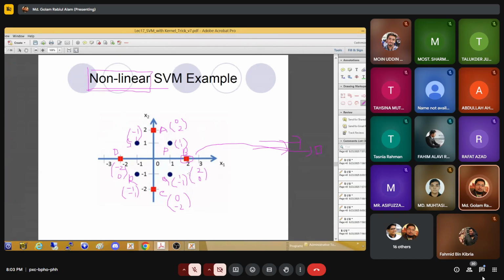Then at first we need to identify B. B has a vector, and in this vector we can see two components: in the X direction we have 2, and in the Y direction we have just 0. This other point is also -2 and 0. That means for these two points the y is 0.